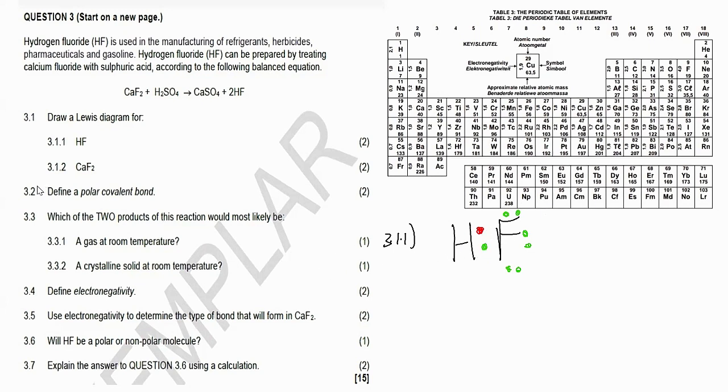Then for 3.1.2, this one you need to be careful with. The first thing that you do when drawing this one is break it down into ions. So when you break this down into ions, it becomes Ca. Since our calcium here is in group 2 with 2 valence electrons, it must give off those 2 valence electrons. Hence, we end up having 2 plus there to indicate that the calcium will have to give up its 2 electrons, right?